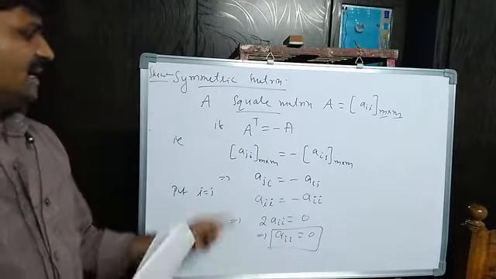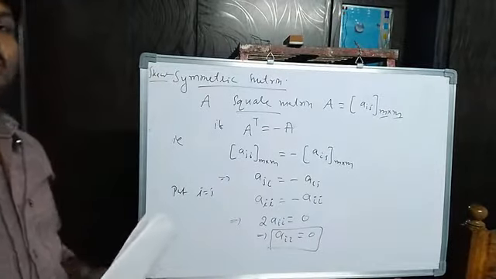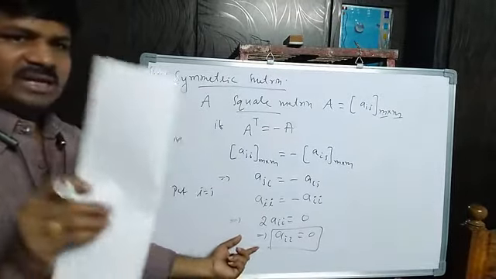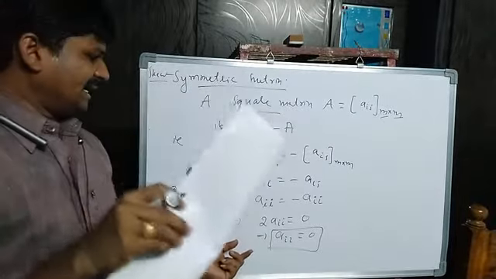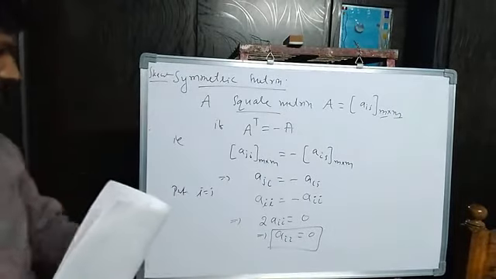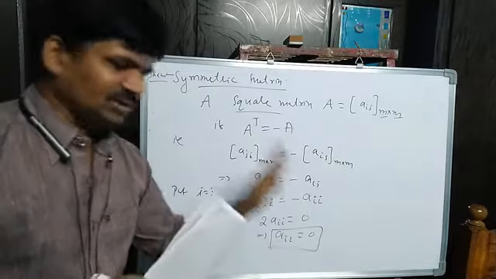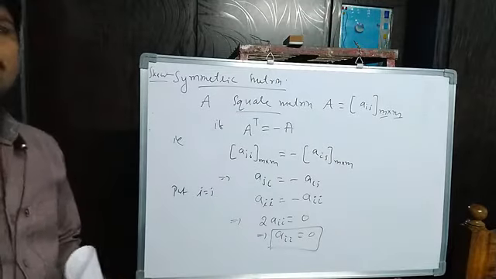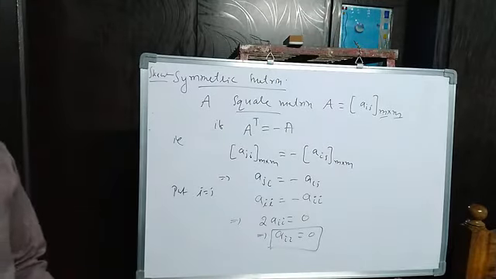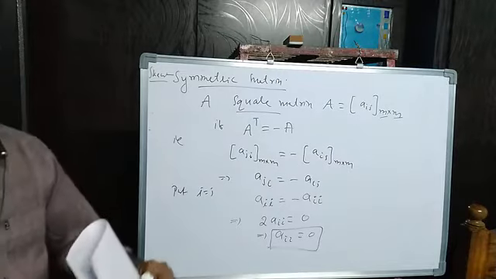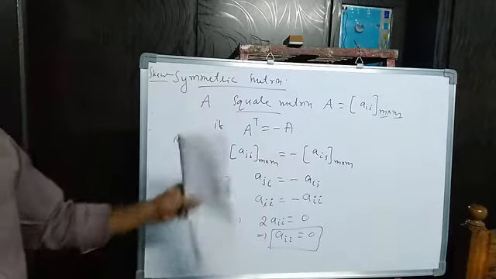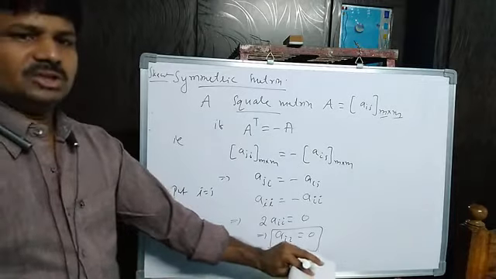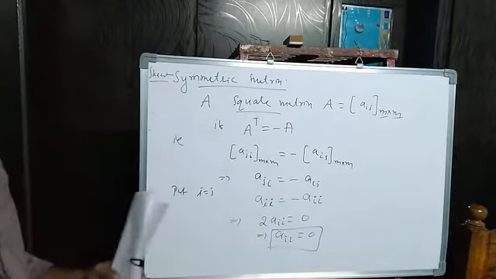So in a skew symmetric matrix, from this definition, all diagonal elements are zeros. Did you get this? Please remember this: in a skew symmetric matrix, all diagonal elements are zeros. So that is about a skew symmetric matrix.